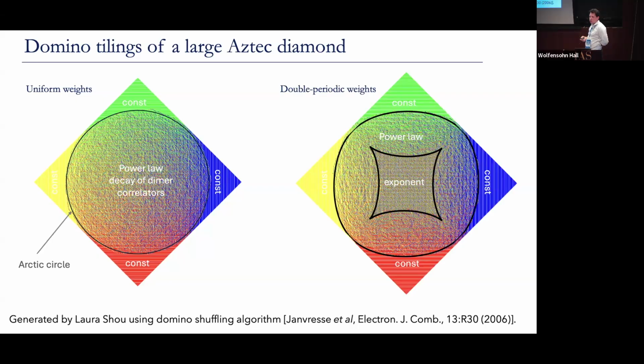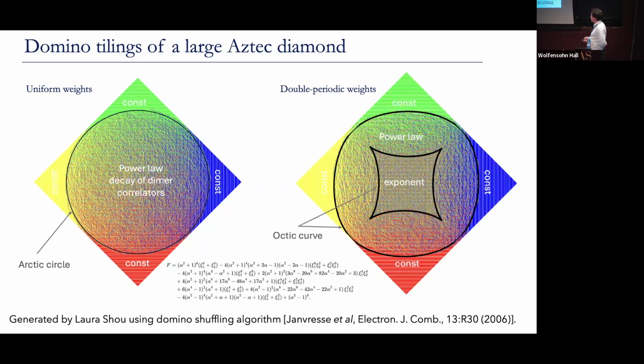Now you can do other numerical experiments by assigning different types of weights, let's say periodic weights. So this, for instance, is double periodic weights. In this case, you will see also corner phases, the power law, and the exponentially decaying correlator in the middle. These curves are called octic curves. Mathematicians figured out how to even calculate these curves. So there is some magic going on where the result of the dimer covering depends on the boundary conditions.